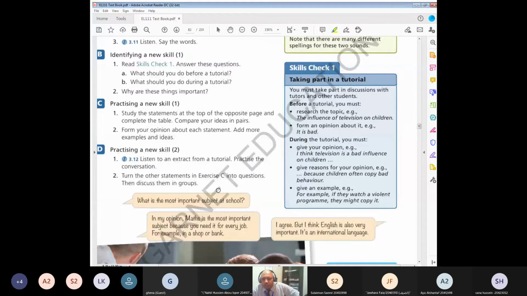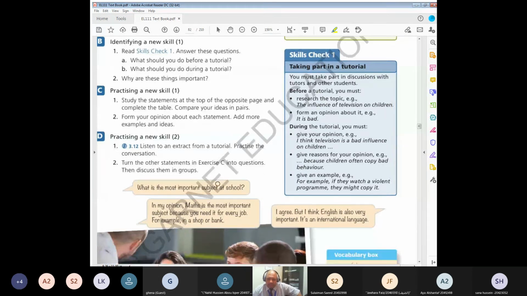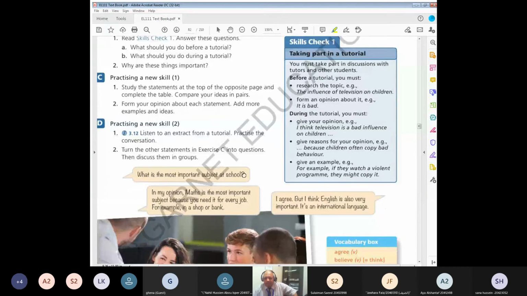So before a tutorial, you need to do what? You need to do research. You research the topic. If I tell you that today we're going to talk about mass media, you go and check what mass media is, its different aspects and types. So you do your own research. You also form an opinion, whether the different influences of mass media have a good influence or a bad one. The word influence means effect. This is before you walk into the tutorial.